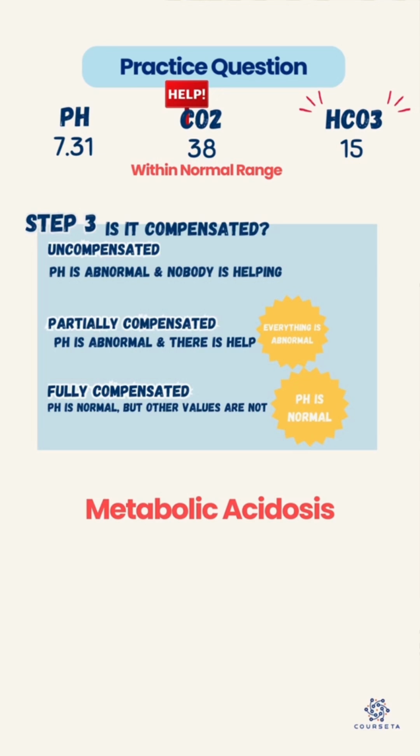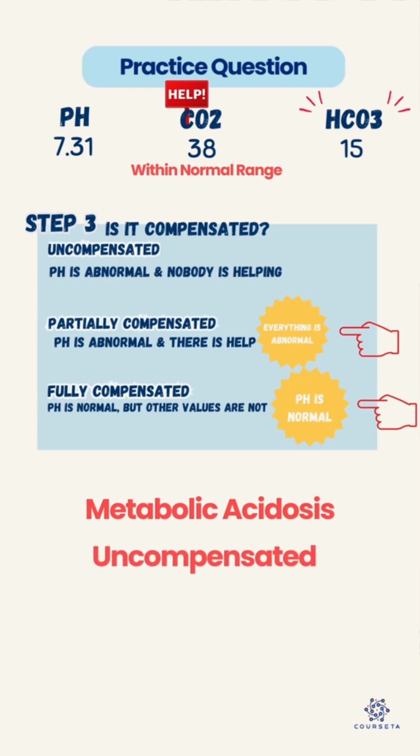If you remember those simple rules earlier for the compensation, partially compensated, everything would be abnormal. If it was fully compensated, the pH would be in normal range. Well, here we have a value that is still in normal range because it's not helping, and that is the CO2. The CO2 is within normal range, 35 to 45, so this is uncompensated. So the answer here would be metabolic acidosis, uncompensated.